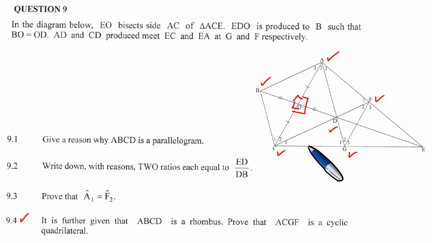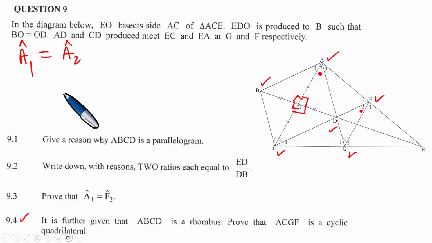To prove that it's a cyclic quad, we can see the bow tie here, but we must prove that the angles are equal to each other. Like we can prove that this angle A2 is equal to this angle F2. So we start by saying, in doing 9.4, we're able to see that the angle A1 is equal to the angle A2.